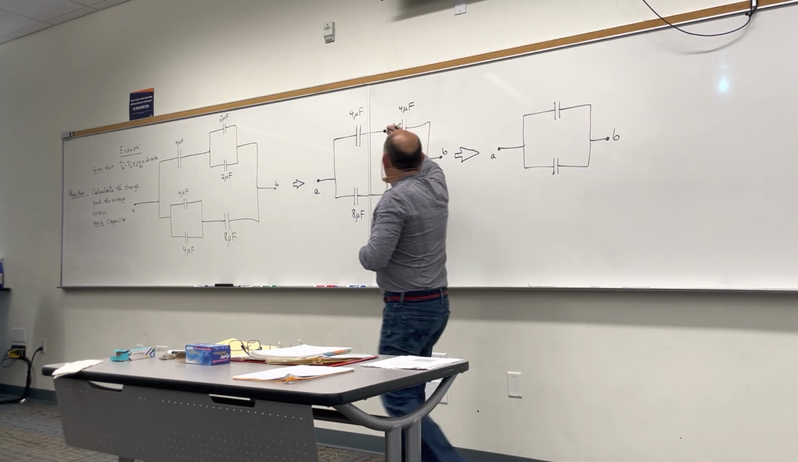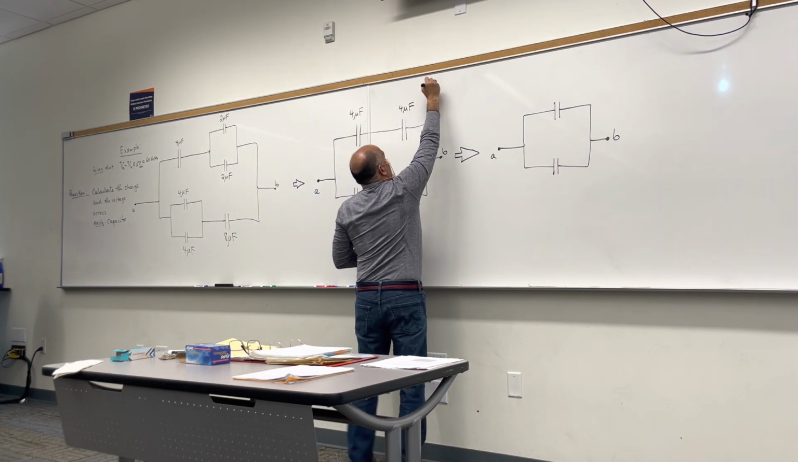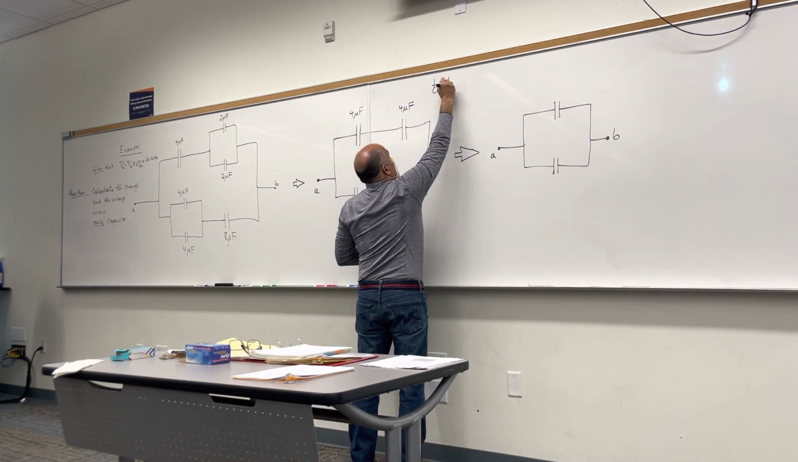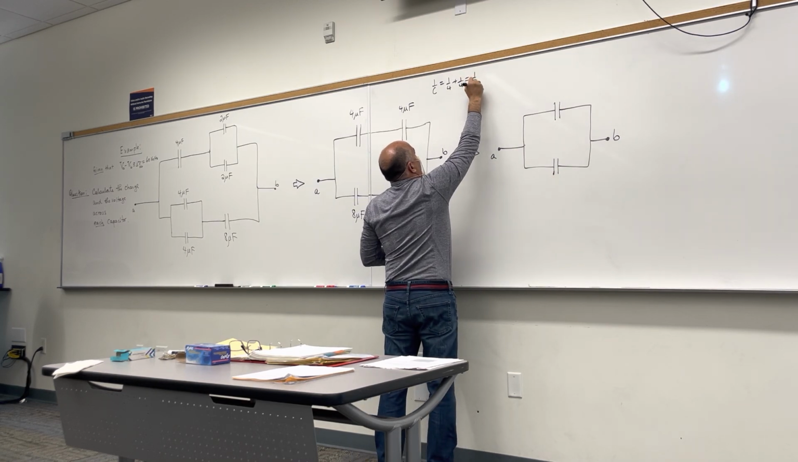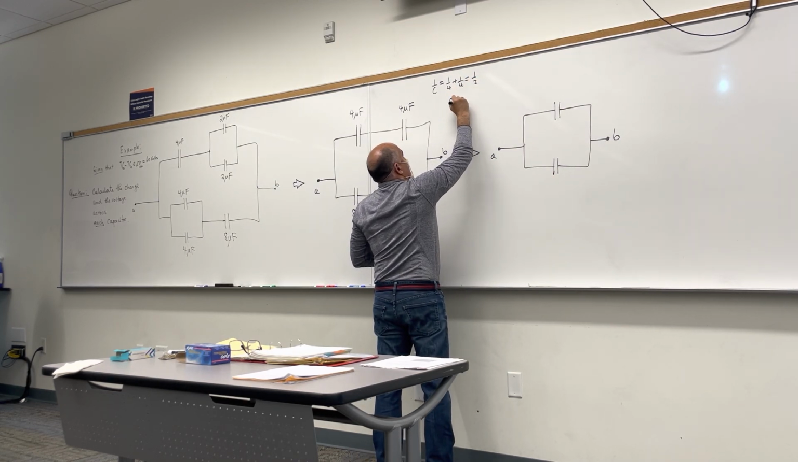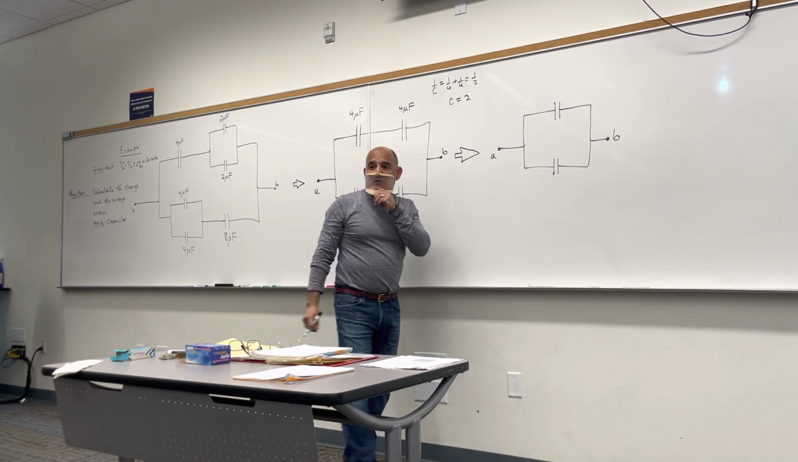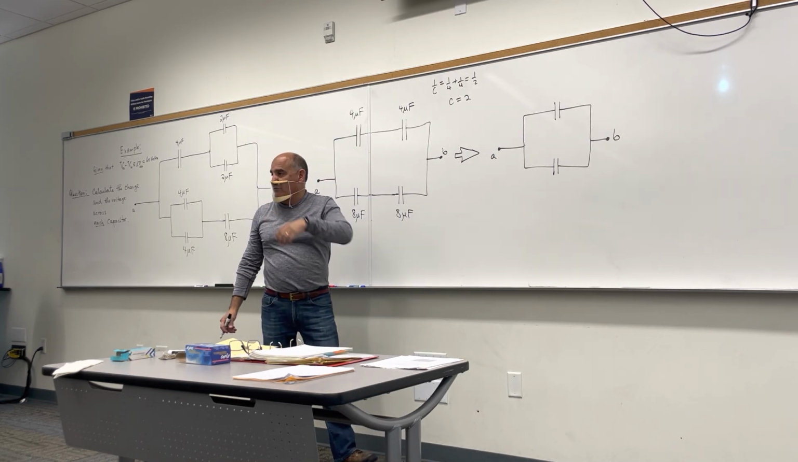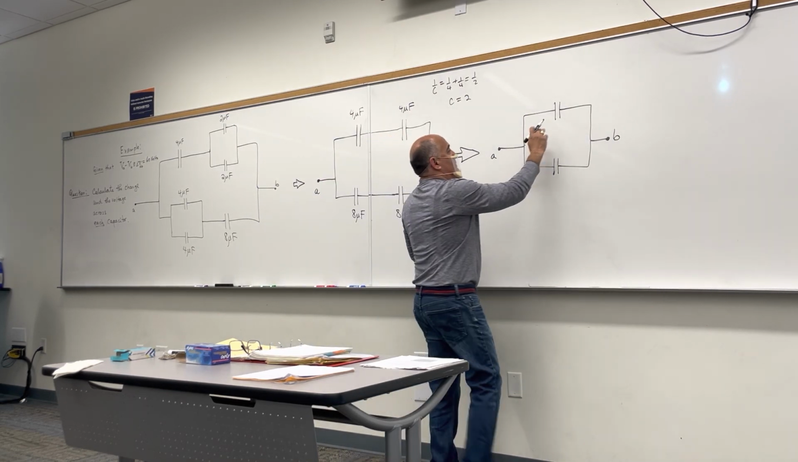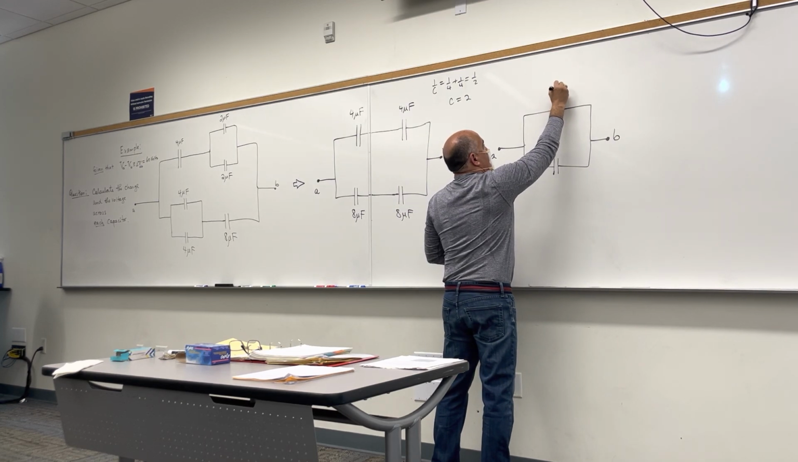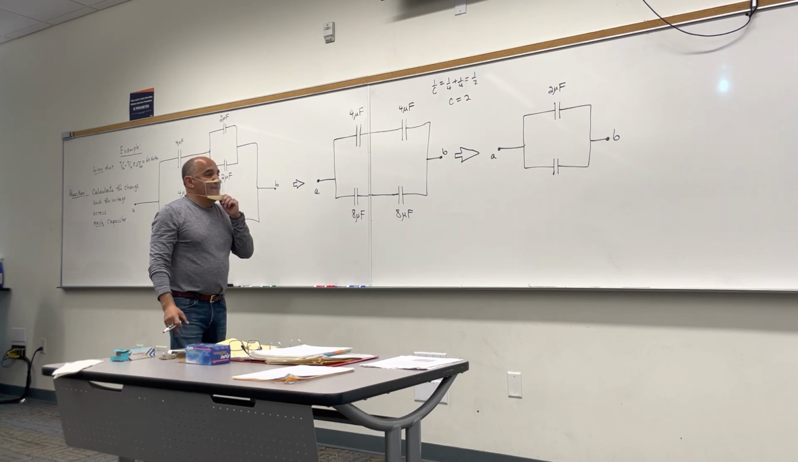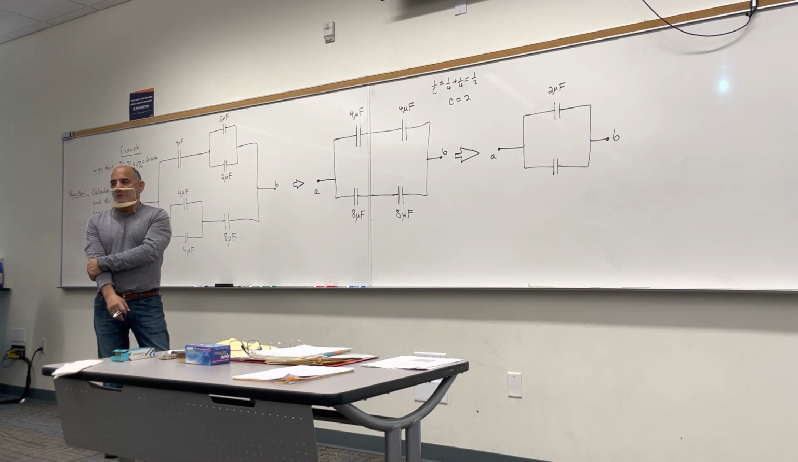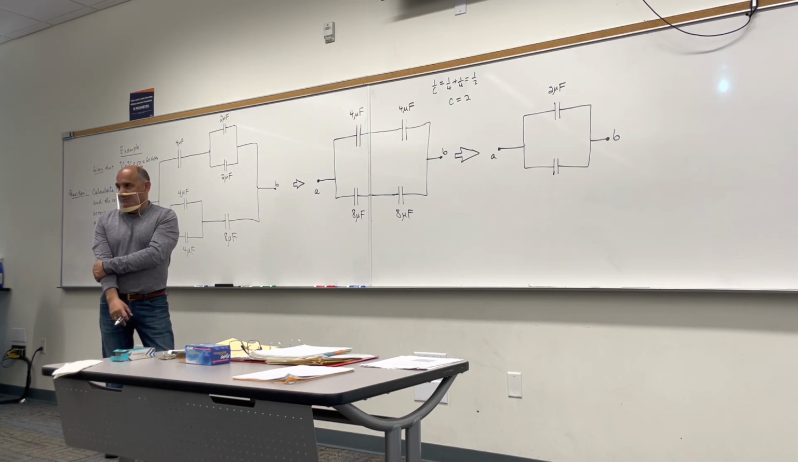So for the 4 and the 4, I'm going to do 1 over C equivalent equals 1 over 4 plus 1 over 4. And a quarter plus a quarter is a half. Now remember this step. The capacitance therefore is 2, right? Because you got to take the reciprocal of that. So the capacitance of this is 2 microfarads. Yes or no?